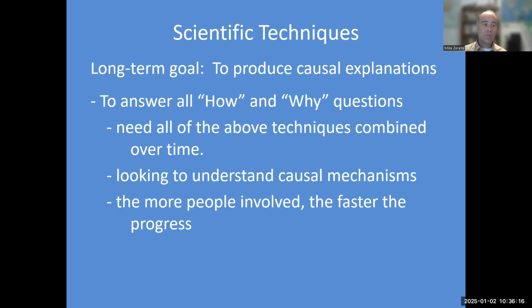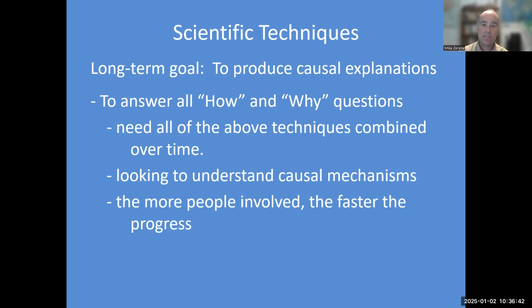The long-term goal of all of these kinds of scientific studies is understanding nature. What is out there? So those surveys and cataloging, what's there? And then how does it work? Why does it work the way that it works? How do we change how it works? Can we manipulate it in some way to gain a deeper understanding and to answer these how and why questions?